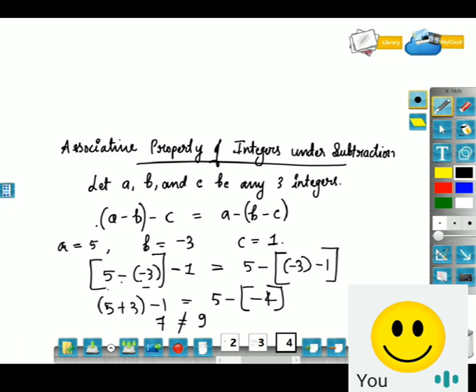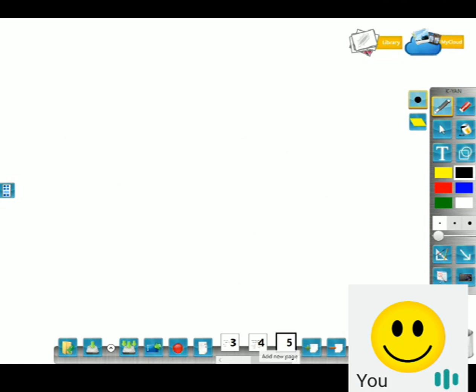So whenever they are not equal, that means this property, what is that property? Associative property of integers under subtraction, it is not holding good. That means it is not true for integers under subtraction. So therefore, integers are not associative under subtraction.